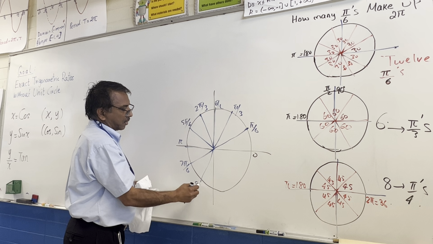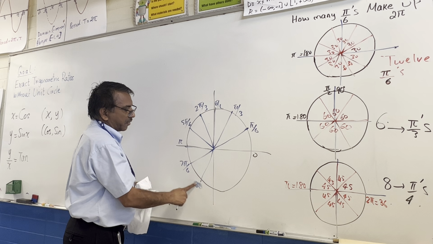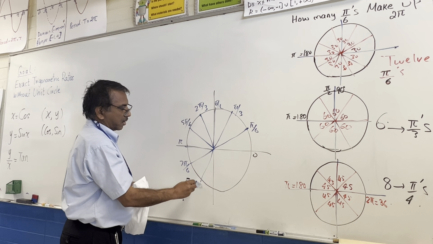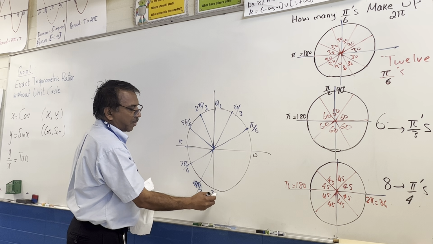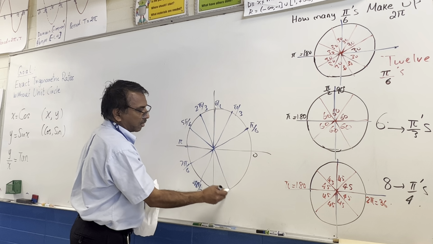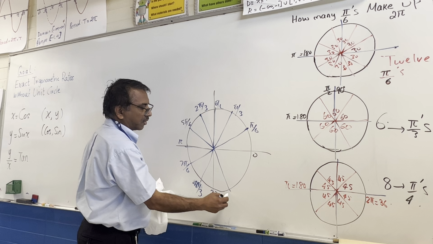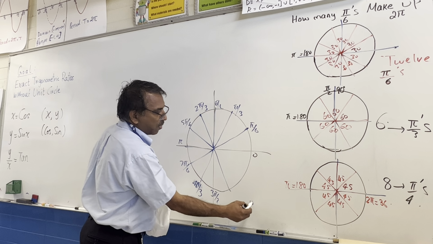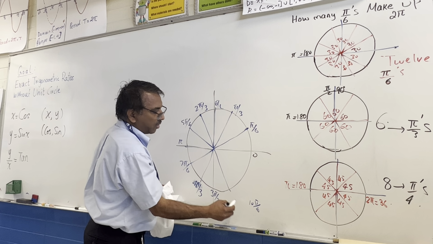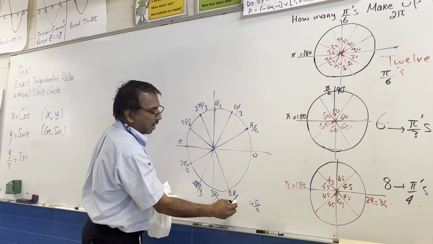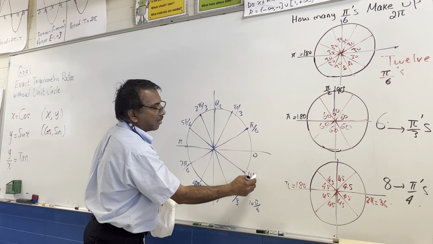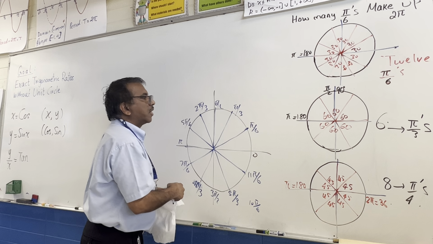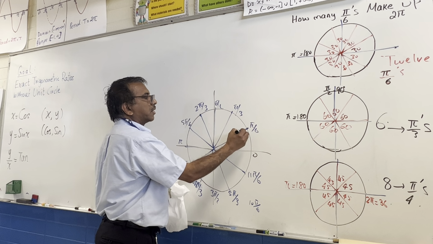8 pi by 6, which can be written as 4 pi by 3. 9 pi by 6, which is 3 pi by 2. 10 pi by 6. So if it is 10 pi by 6, we can still reduce it and say, hey, that's 5 pi by 3. And then finally we have 11 pi by 6. And then we remember, okay, what are the coordinates here?